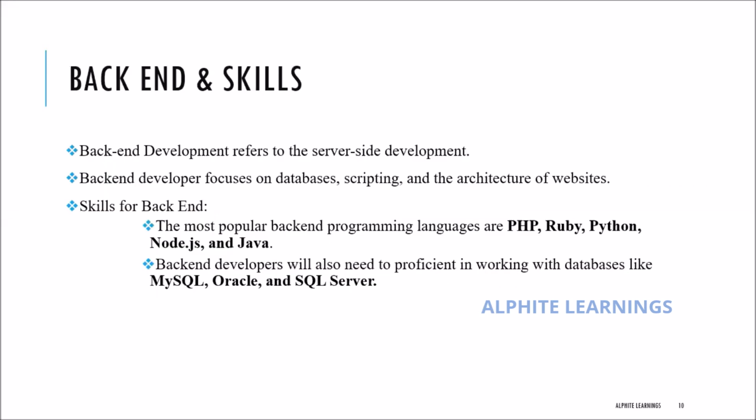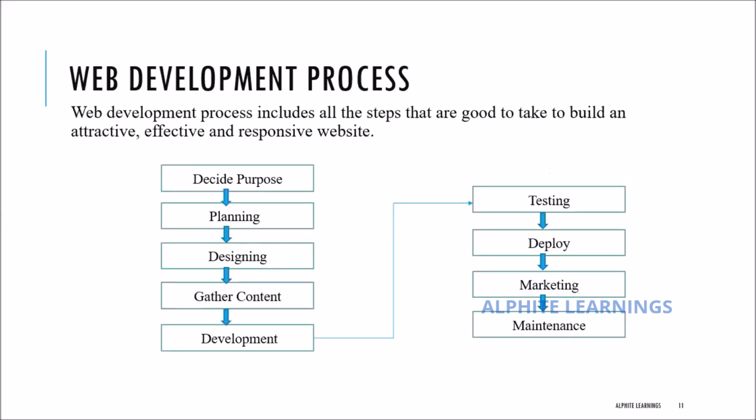Then we'll move on to the process of web development. So far we've seen what web design is, what web development is, and the processes involved in them. I mean, who are the persons involved in the development process. Now I'm going to explain what the web development process actually is. The first step is to decide a purpose. For what purpose are we going to develop a website? We should be clear about that.